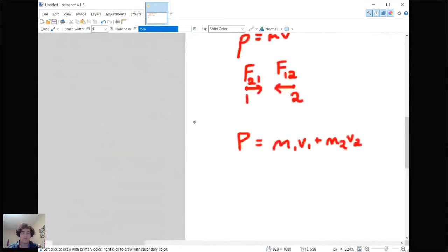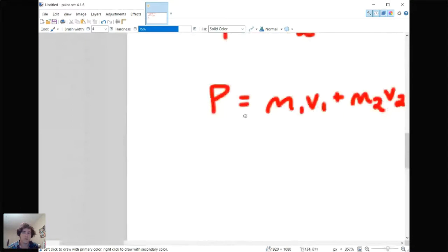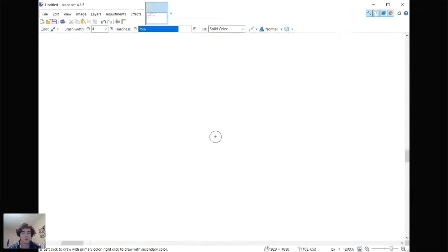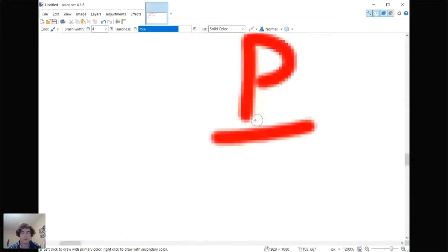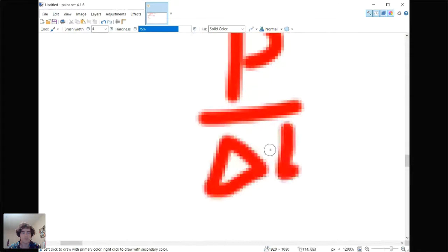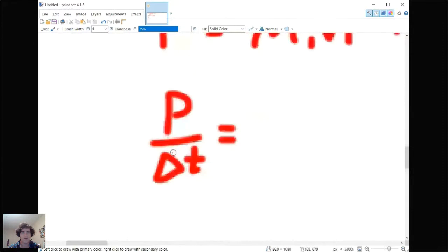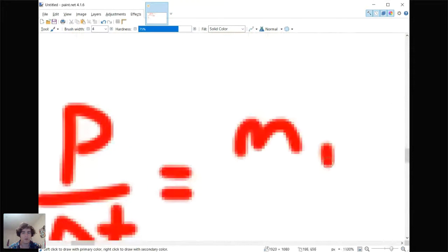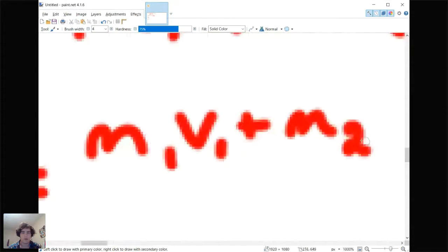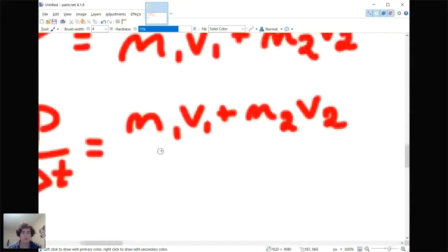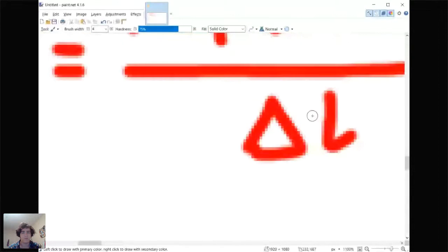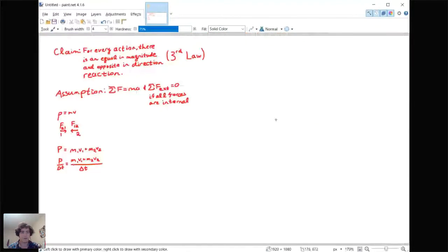We're going to divide both sides by the same factor, and you can do that because you're doing the same thing to both sides. So the next step is P. We're going to call that factor delta T, which is exactly what it sounds like. We're dividing both sides by a change in time. So that's m1 v1 plus m2 v2 over delta T.